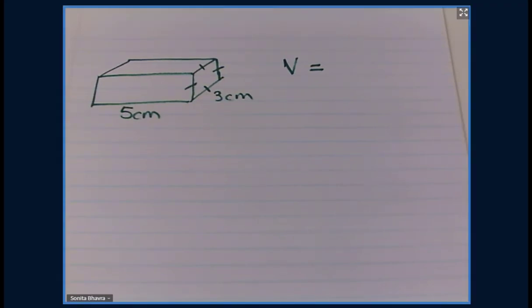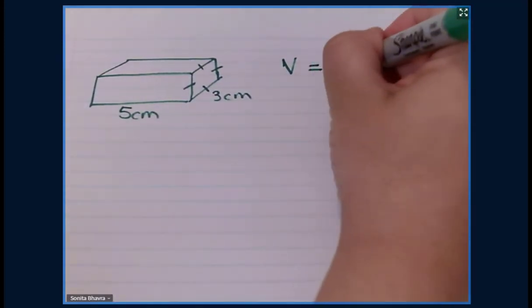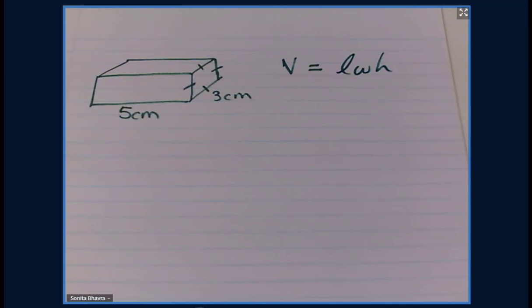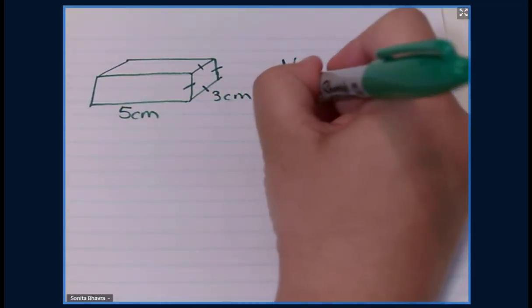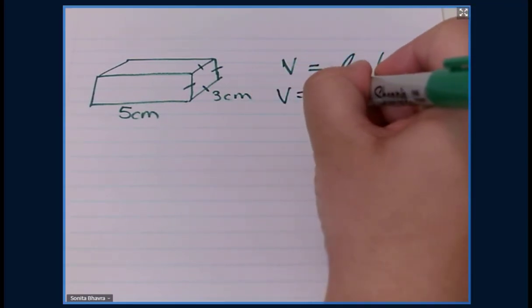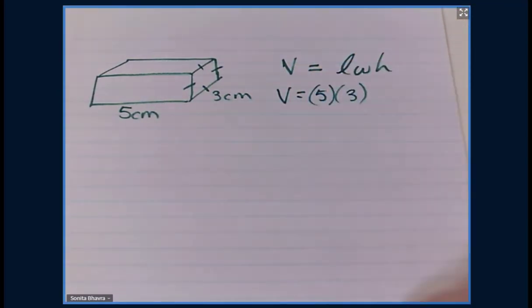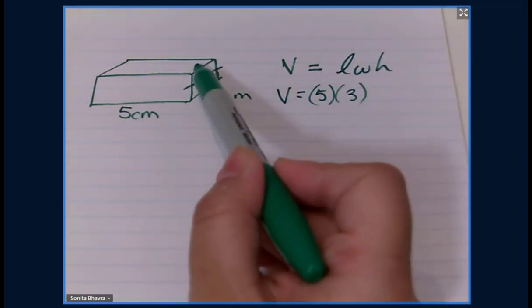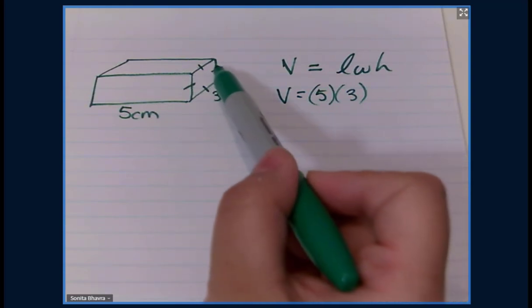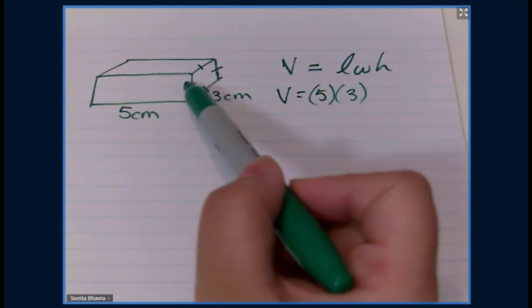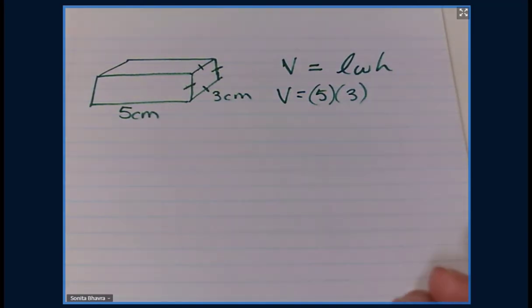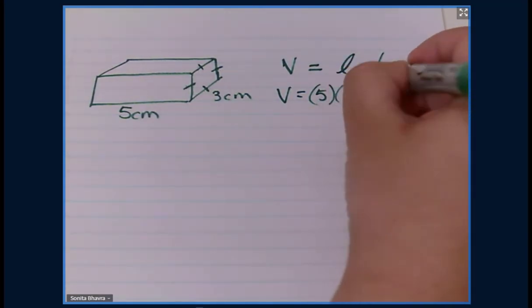All right, we have a rectangular prism here, and we're going to calculate its volume. And volume is the length times width times height, because it is a 3-dimensional prism. So our length is 5 centimeters, our width is 3 centimeters, and then our height is also 3 centimeters, because we're given these dashed lines that represent that each of these sides with that dashed line, they all have the same measurement. So therefore our height is also 3.